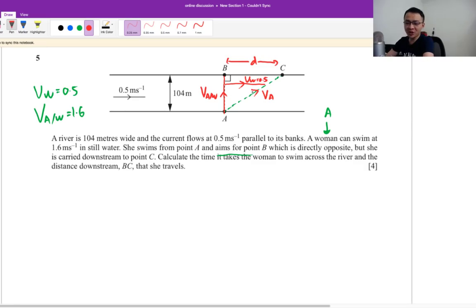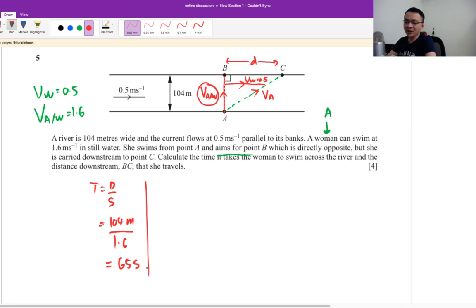Okay, we will use this triangle later, but over here we find the time first, because we have the 104 here. This is this distance, right? So we can use this distance and the relative velocity to find the time, because we know time equals distance over speed. We have this distance which is 104 meters, and the speed to swim for this line is 1.6. You divide 104 by 1.6, and you will get 65 seconds.